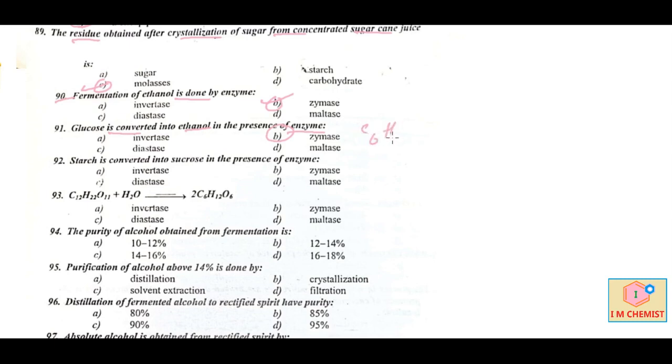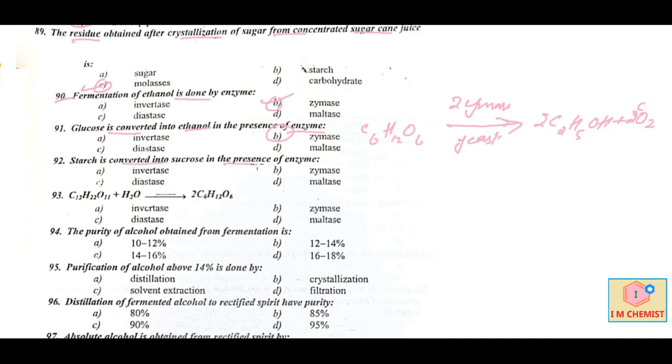Glucose is C6H12O6, and in the presence of zymase enzyme that is released by yeast, it would be converted into 2 moles of ethanol along with carbon dioxide. This is CO2.